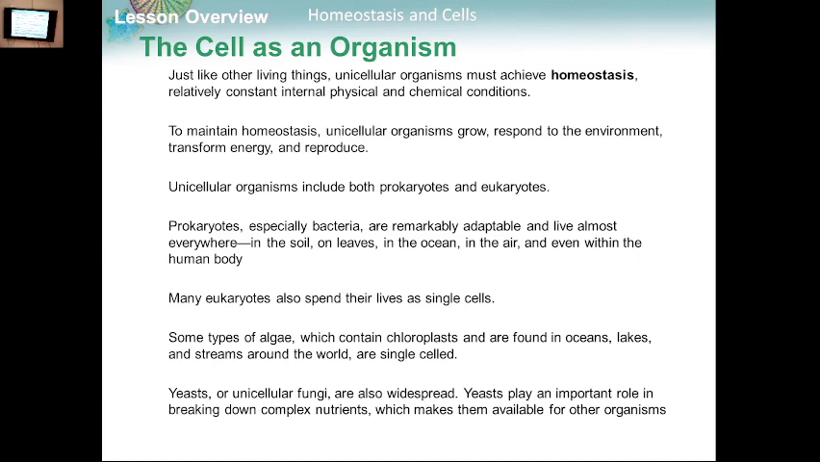Unicellular organisms include both prokaryotes and eukaryotes, so you have to make sure unicellular means one cell, okay? This includes both prokaryotes and eukaryotes, though not all eukaryotes for sure, because eukaryotic cells are divided into two types according to the number of cells: unicellular and multicellular.